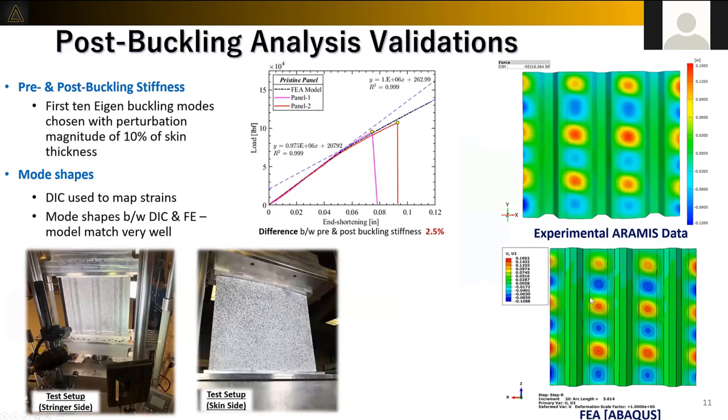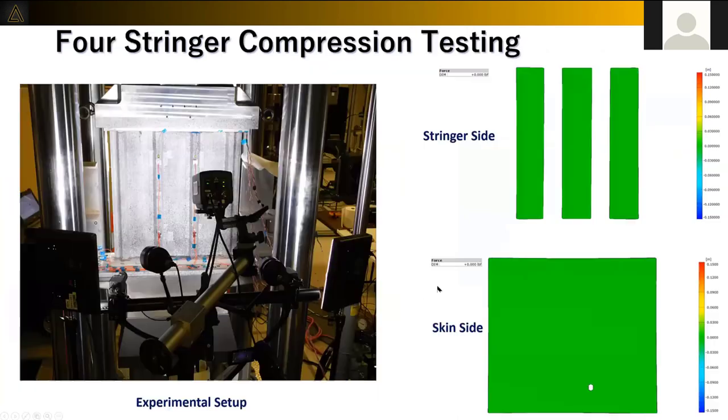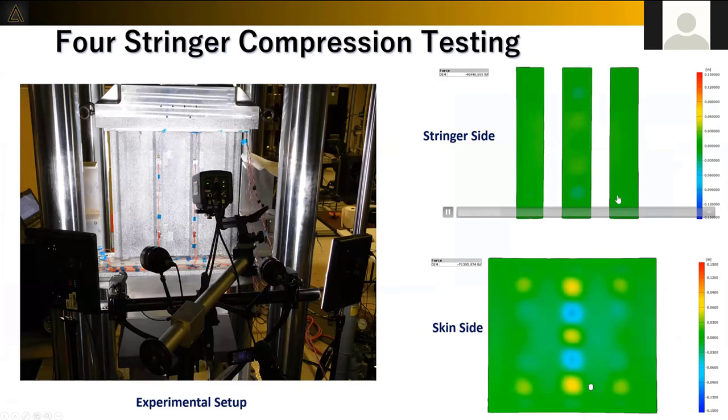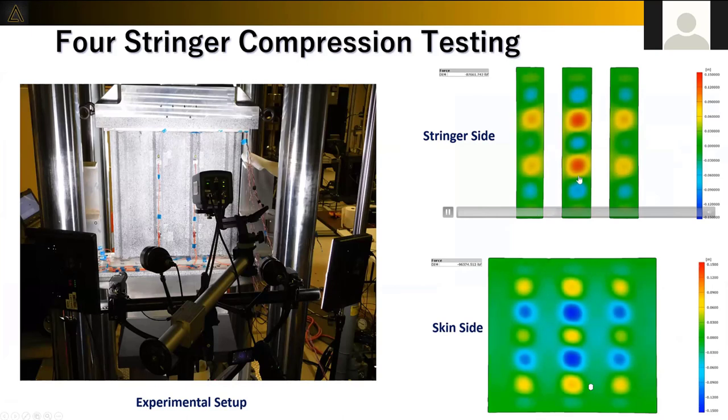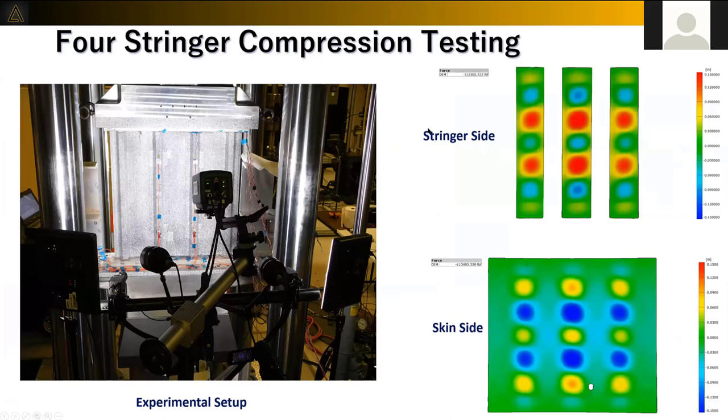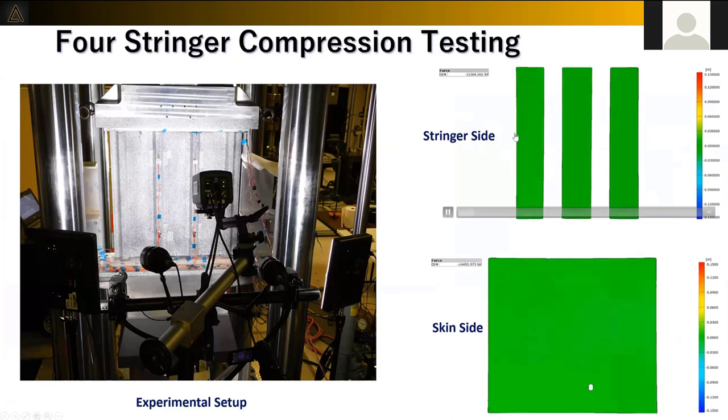Here's some post-buckle analysis validation activities for multi-stringer panels. And in this case, you use heavily the out-of-plane displacement reading that we get from digital image correlation, which you cannot get from any other technique. During the data reduction, you have to be careful when you reduce the data in this type of analysis.